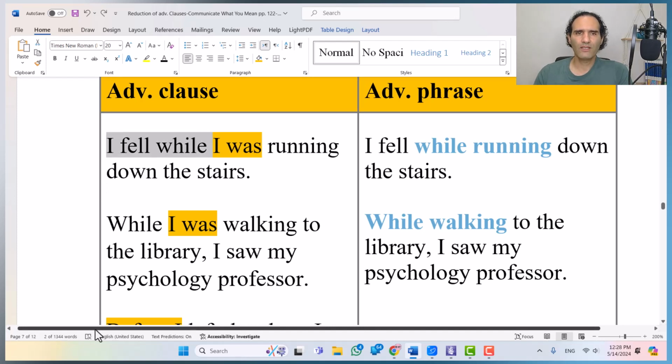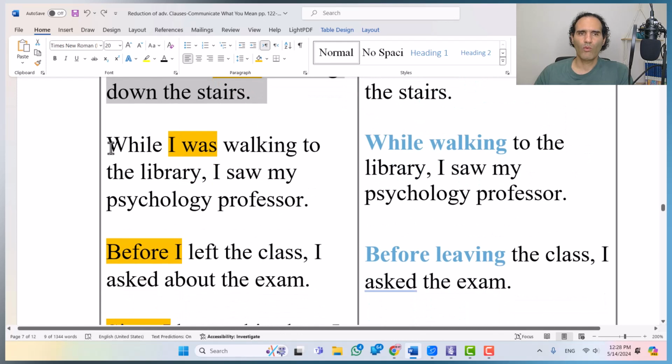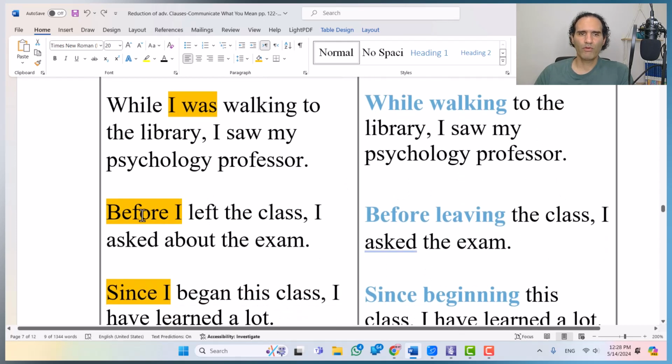I fell while I was running down the stairs. So I fell, main clause, you don't touch it. While, omit the subject, omit the to be, while running down the stairs. While I was walking to the library, I saw. Subjects are the same. Omit the subject, omit the to be, while walking to the library. Before I left the class, I asked. Subjects are the same. Omit the subject, add ing to the verb. Before leaving the class.